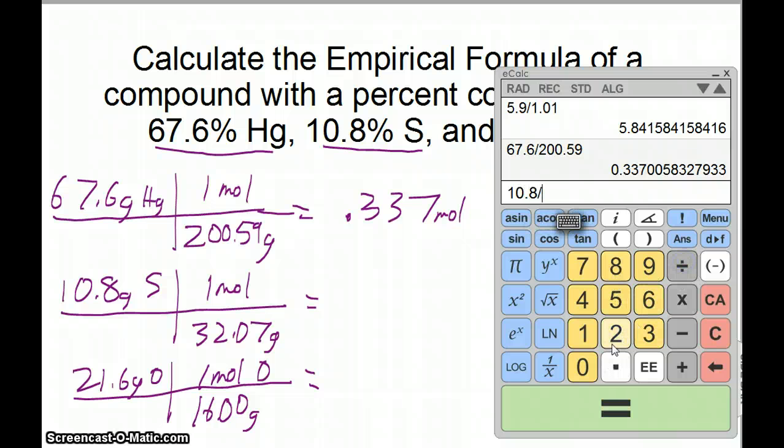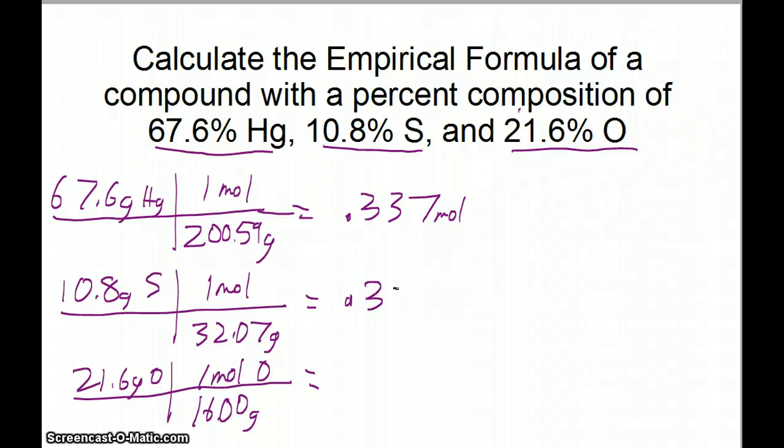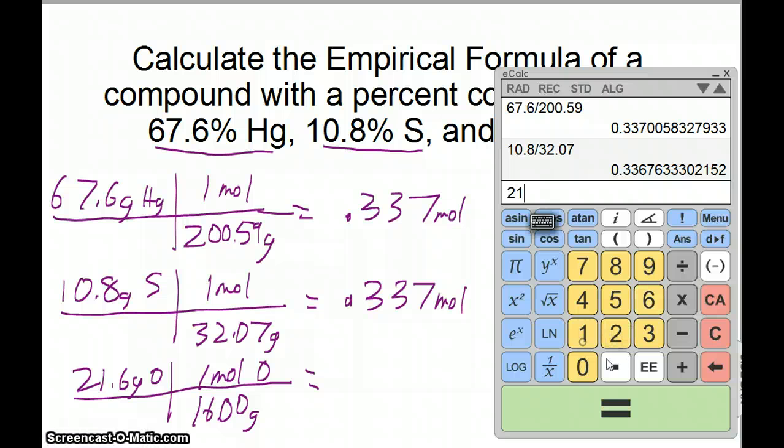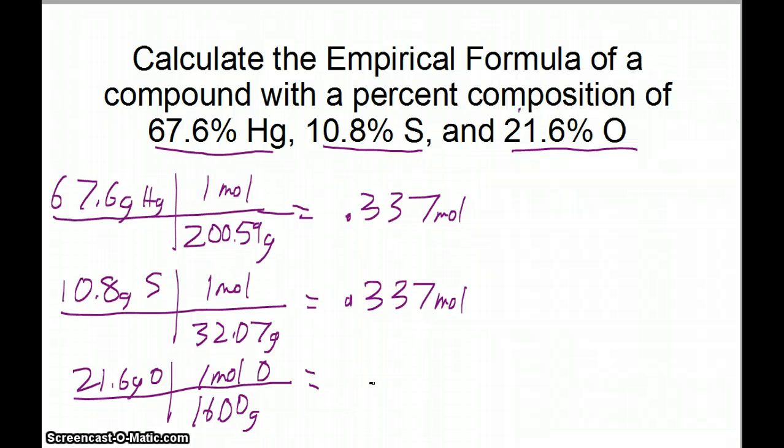Our next one, we have 10.8 divided by 32.07, and that equals 0.337 mole. And then finally, let me get my calculator out, 21.6 divided by 16, and that equals 1.35 moles. So we then divide each one of them by the lowest number of moles.